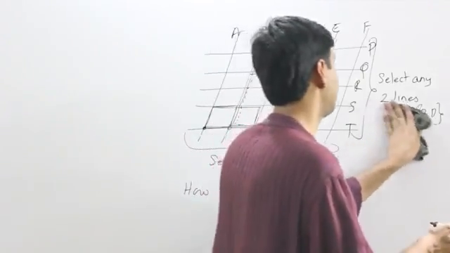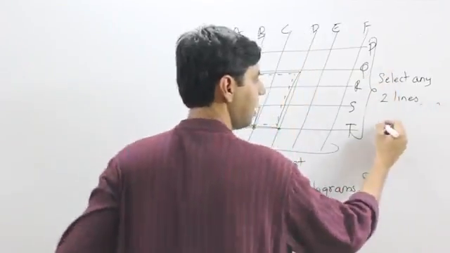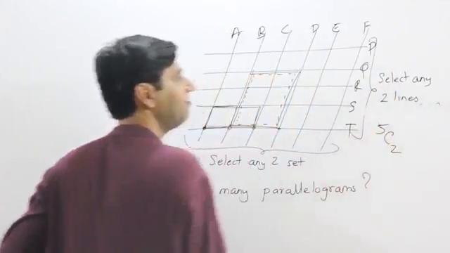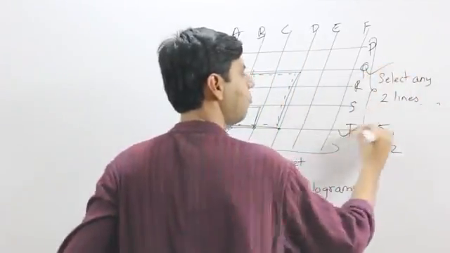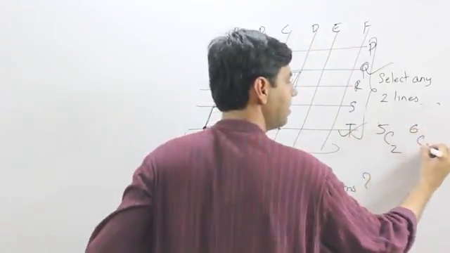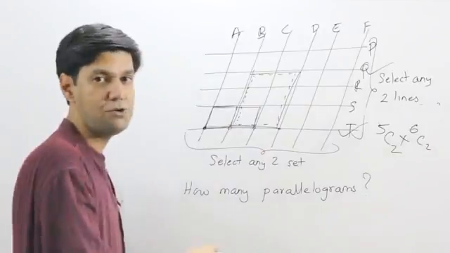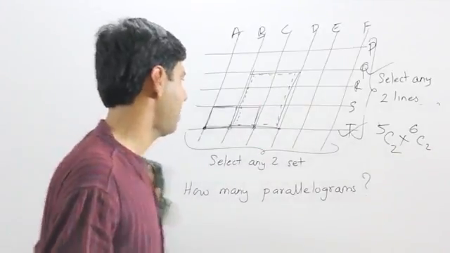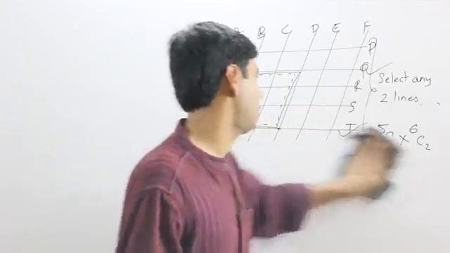So in how many ways can I select 2 lines out of 5? The answer is 5C2. For every selection, having selected Q and T, I could select any combination from the other set, that is 6C2 ways. So the answer is 5C2 into 6C2 ways. This is the number of parallelograms.